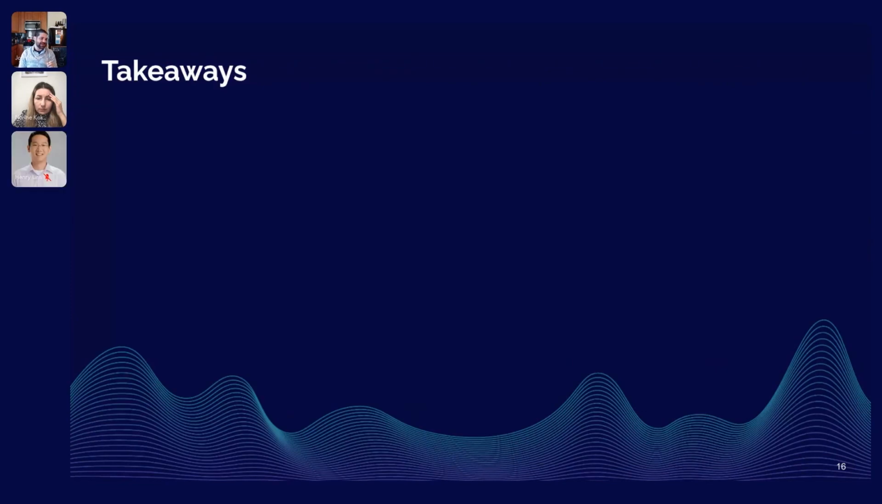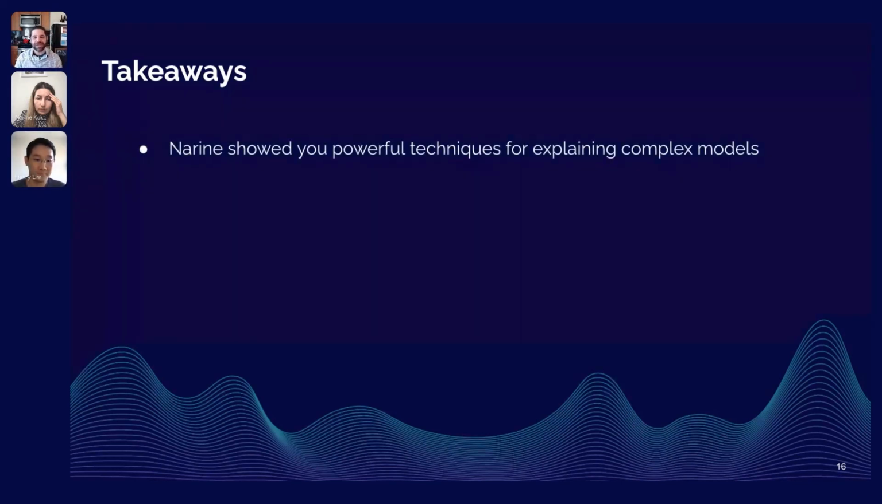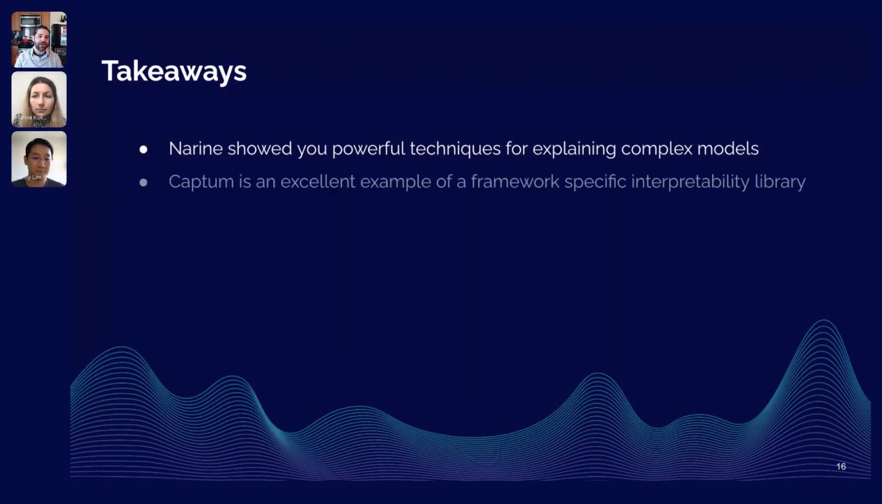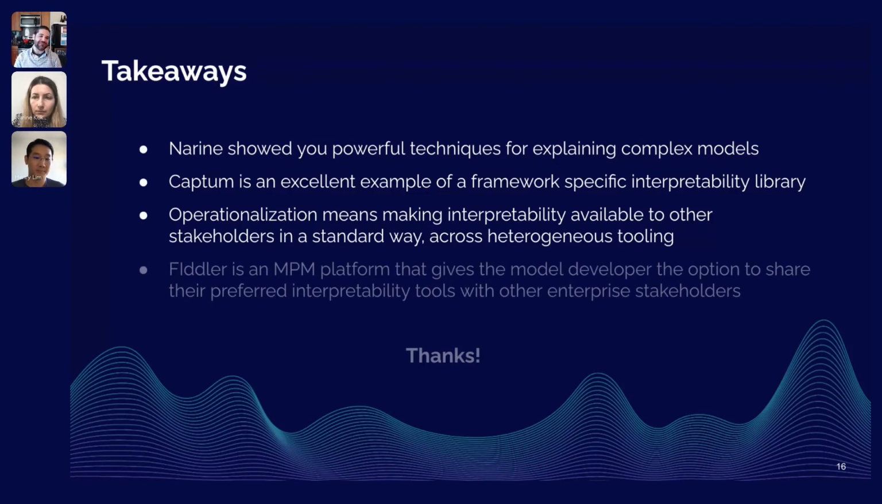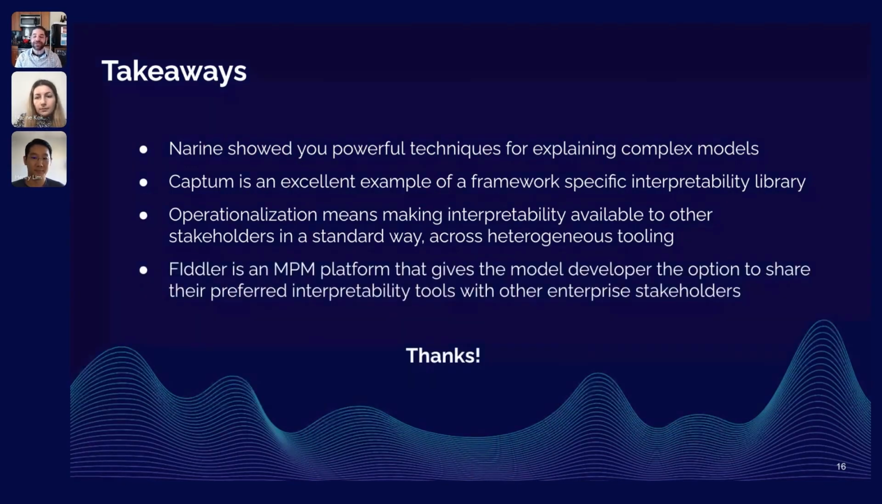Super. Okay, so that brings me to the end of what I wanted to talk about. Here I think are the takeaways from this whole session. Narina showed you powerful techniques for explaining complex models. That includes multimodal models, like the ones I just showed you. Captum is an excellent example of a framework-specific interpretability library. Operationalization means making interpretability available to other stakeholders in a standard way across heterogeneous tooling. And then finally, Fiddler is an MPM platform that gives the model developer the option to share their preferred interpretability tools with other enterprise stakeholders.